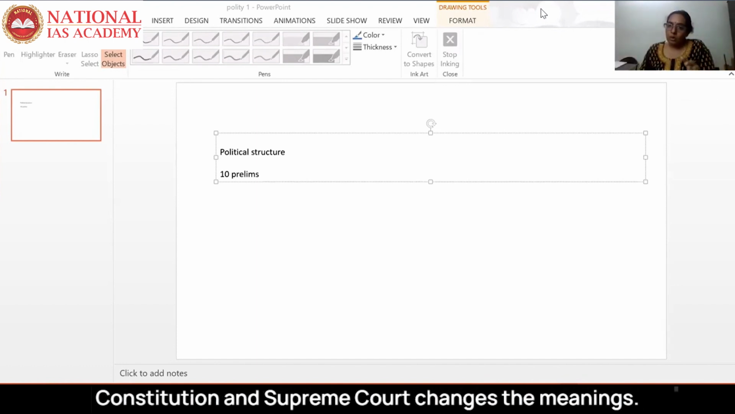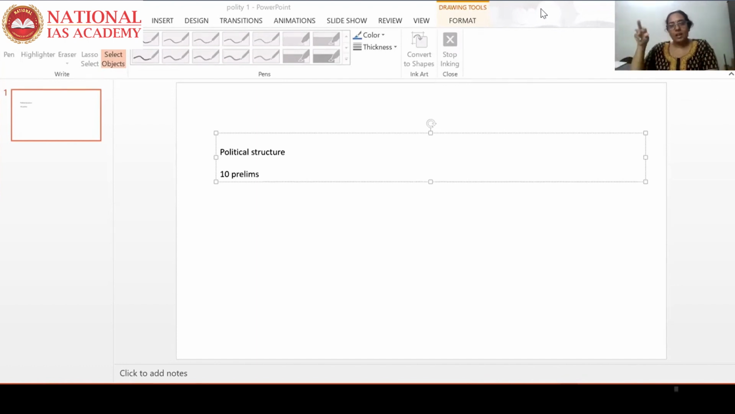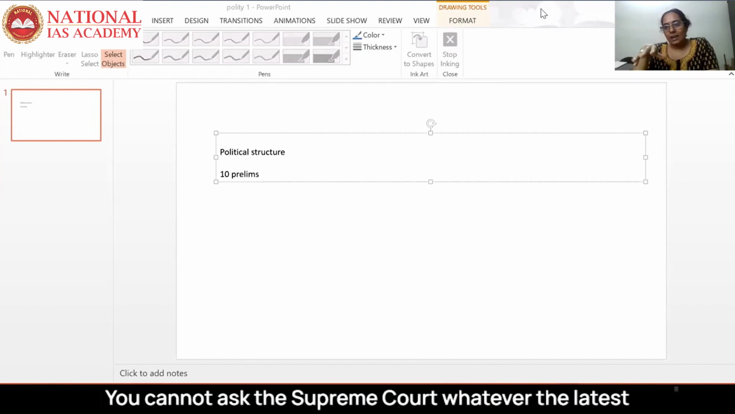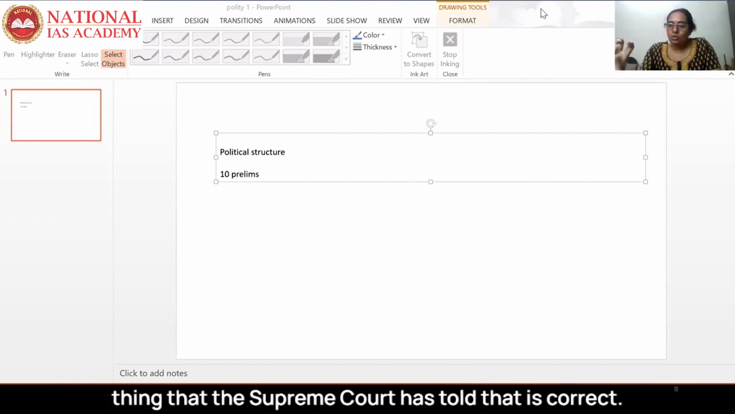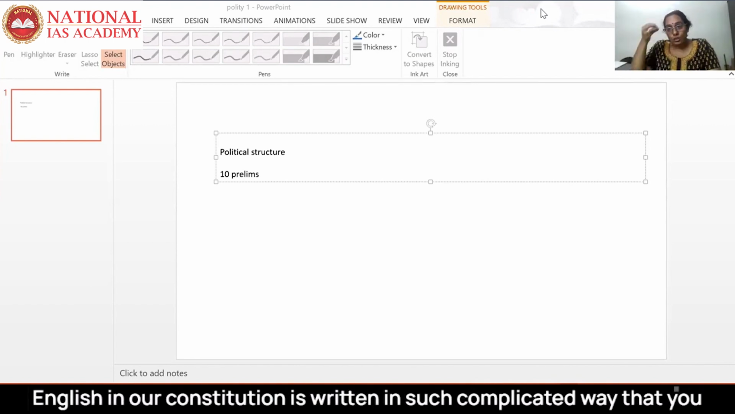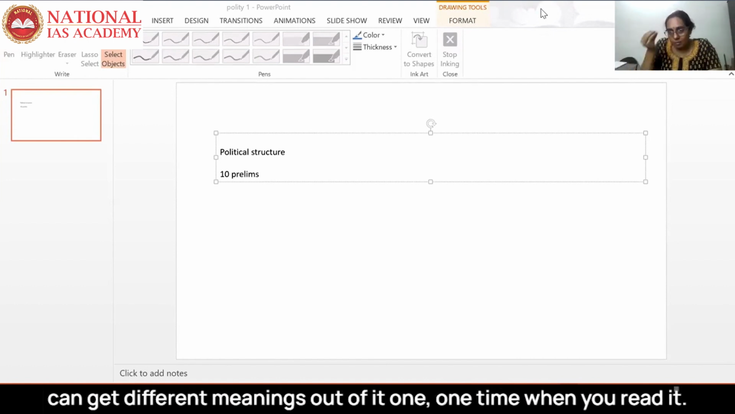And the Supreme Court changes the meanings. One time the Supreme Court will tell this is correct. Next hearing it will tell this is wrong. You cannot ask the Supreme Court. Whatever the latest thing that the Supreme Court has told, that is correct, and you have to accept that. Okay, English is like that. English in our Constitution is written in such a complicated way that you can get different meanings out of it one time when you read it.